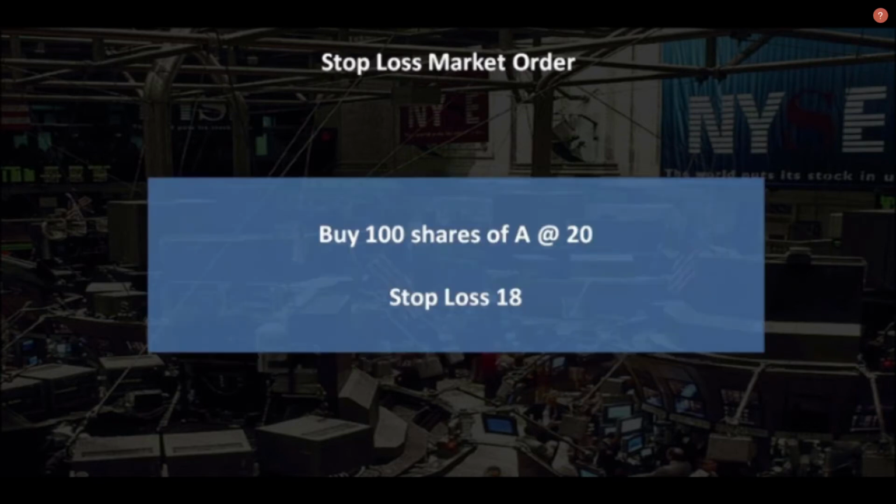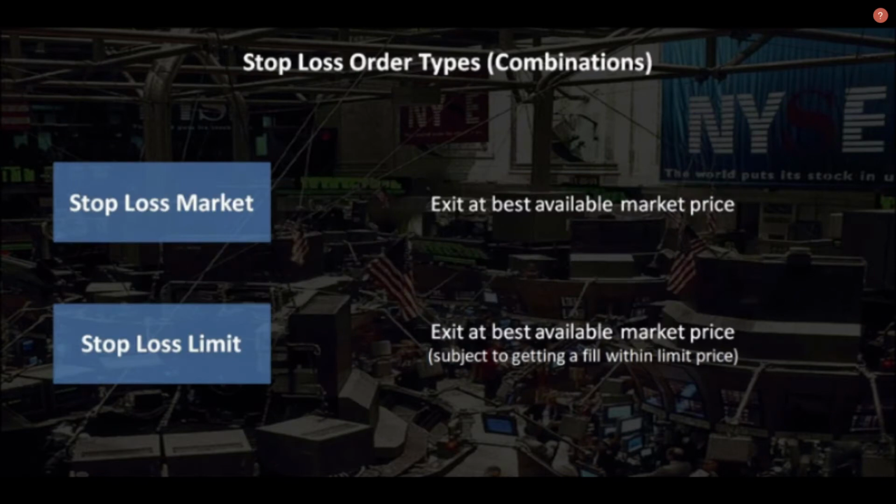Let's say you are long 100 shares of company A at 20 and you want to exit the trade if prices fall below 18. In such a case, you can place a stop loss order with your broker by specifying the stop loss price at 18. If subsequently the stock's price falls to 18, your stop loss order will be triggered and your broker will get you out of the trade. A stop loss order can again be of two types. These are the stop loss market order and stop loss limit order.